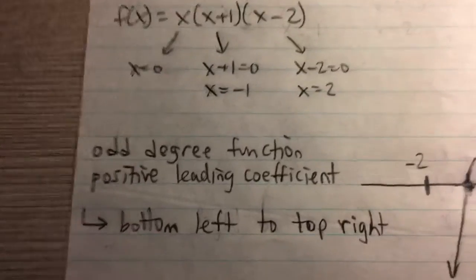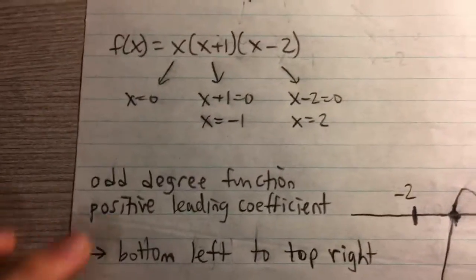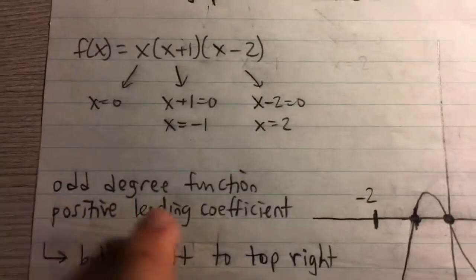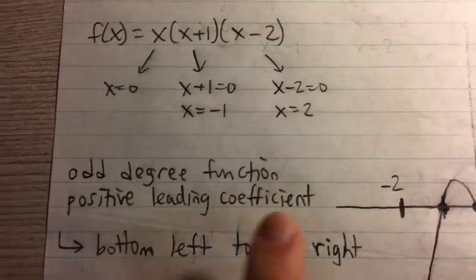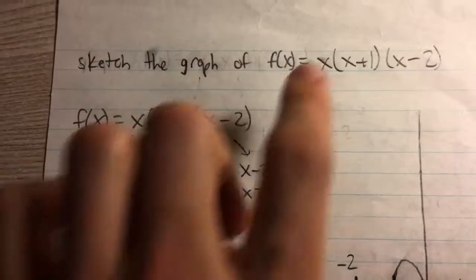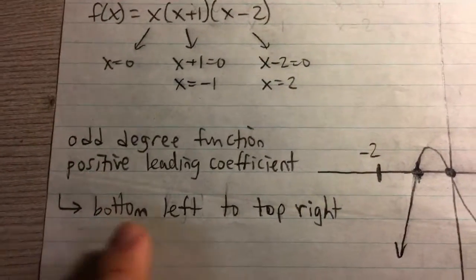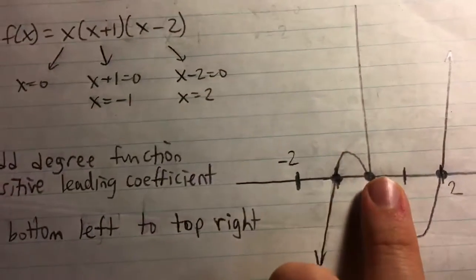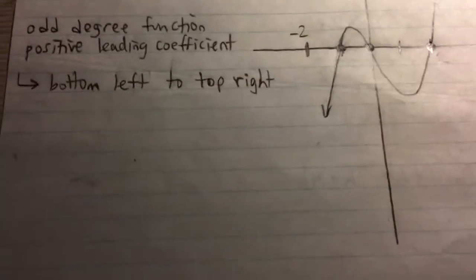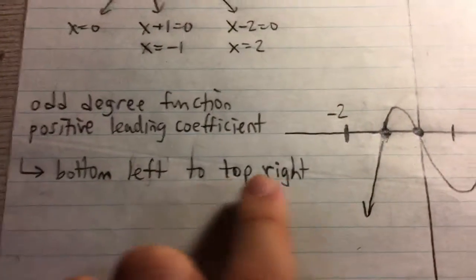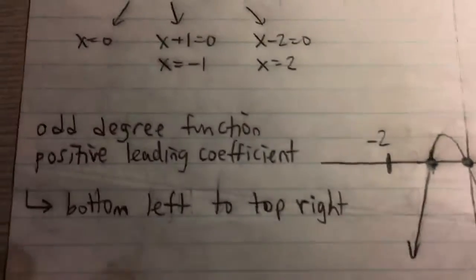Now we can also use the end behavior, which tells us, well, first off, we have an odd degree function. It has 3 x's, so it's third degree, or cubic, odd degree. It also has a positive leading coefficient. It's not negative, so this tells us that it's going to start in the bottom left. If x is way negative, it's going to be close to negative infinity. It's going to be really far down. And if x is really big, it's going to approach positive infinity.